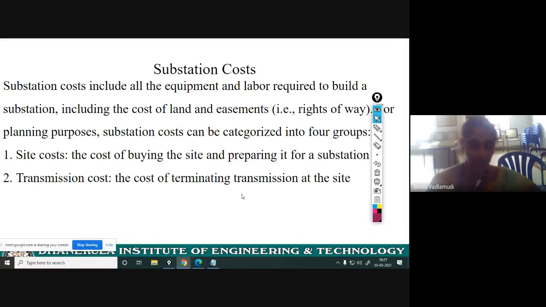So when compared to that of a fan, transformer or a conductor, the major cost is involved in the establishment of a substation. Is it not? So how is the cost of these substations divided? In general, what idea do you get? What are the things you are getting in your mind when I use the words substation cost? What are the costs involved?